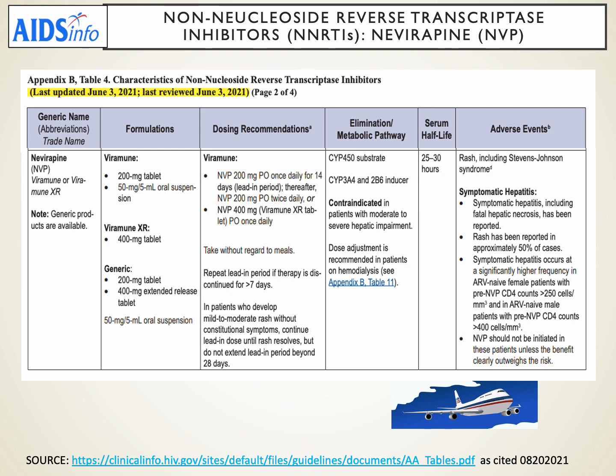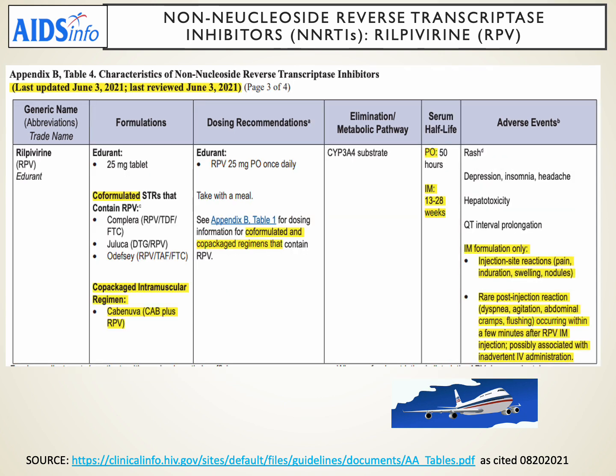Nevirapine, an older agent again, was commonly used a decade and a half ago, not as common in the current recommended regimens. Finally, in this group, rilpivirine, another agent that is an NNRTI, but I have very limited experience with this agent, and it's certainly not a first-line agent in most cases.